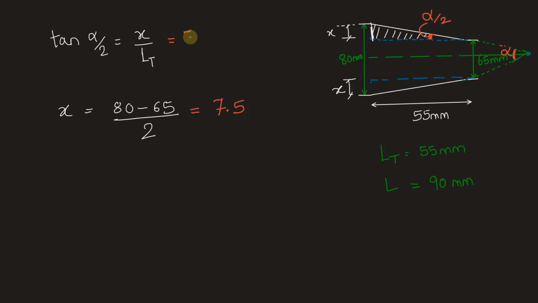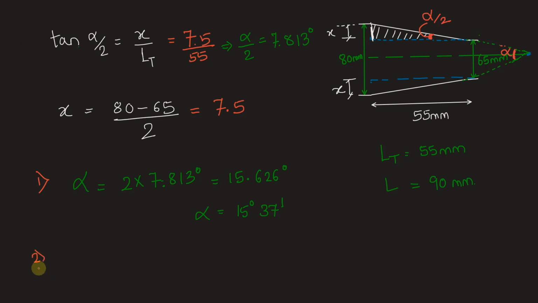Let's substitute it here. Tan alpha by 2 is 7.5 by 55, and therefore alpha by 2 is tan inverse of this value, which comes out to be 7.813 degrees. We know alpha by 2. We can find out alpha just by multiplying this by 2. So the taper angle that we finally get is 2 times 7.813, which is nothing but 15.626 degrees. This can also be written as 15 degrees and 37 minutes. So this is the first thing, taper angle.